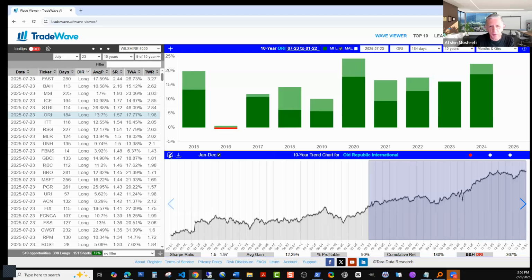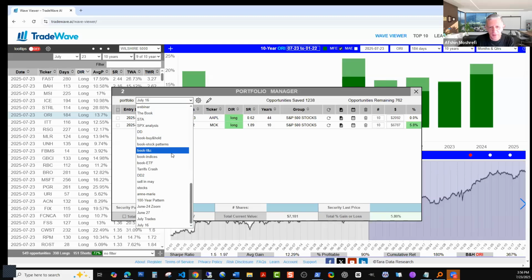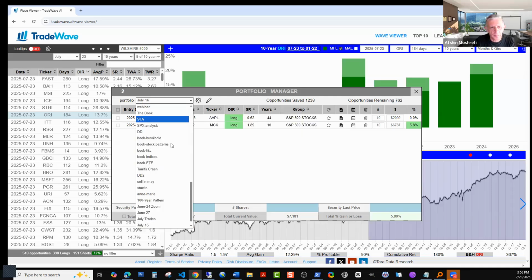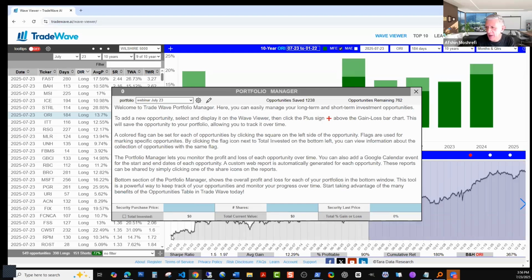This one is called the Portfolio Manager. If you click that, you can see and create. I have a lot of portfolios. I am going to create a new portfolio called Webinar July 23. Add portfolio. Then I'm going to go and select it. This is an empty portfolio.